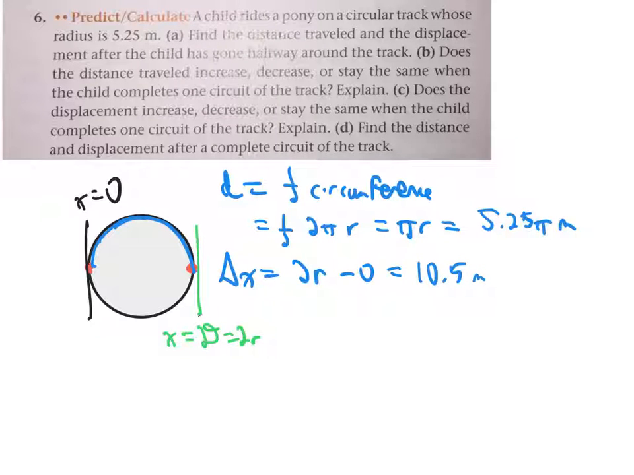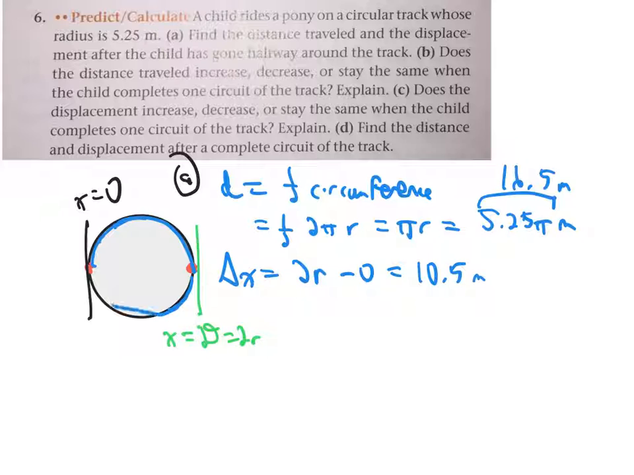For comparison, 5.25 pi meters is the same as 16.5 meters. So that's about right. And that was, of course, part A. Part B is, does the distance increase, decrease, or stay the same when the child keeps walking? So the child keeps going back, right?